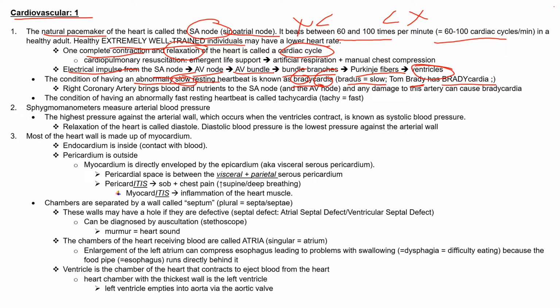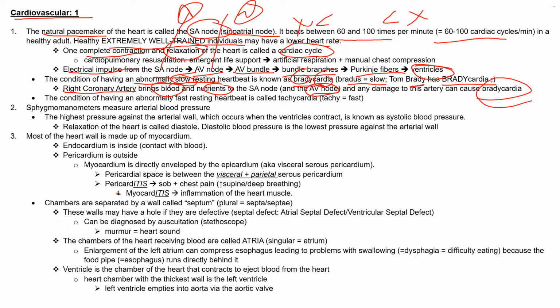So, who feeds the SA node with blood and oxygen? The right coronary artery. It brings blood and nutrients to the SA node. Actually, also the AV node, the second one in line here is number 2, and this is number 1. And any damage or a block to the right coronary artery, the RCA, may result in bradycardia.